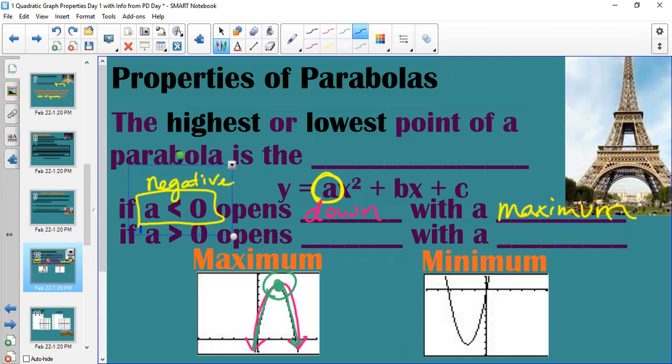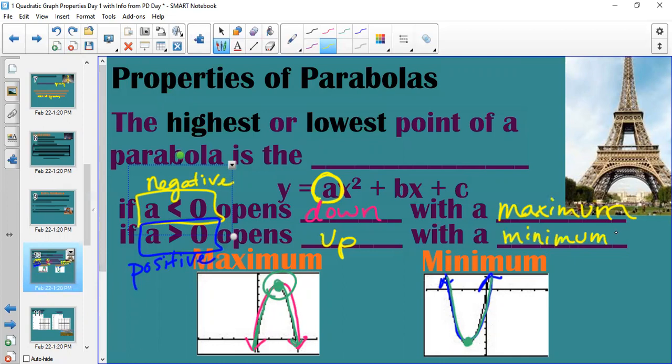Whereas if a is positive, or a is greater than 0, when you think positive, you think smile. So this is the graph that looks like a big giant smile. So it opens up. It goes up and up and up forever. And its turning point, it was going down, down, down, stops right there and starts to turn around and go up, up, up. So that turning point this time was the lowest point on the graph. And so we call that turning point the minimum.